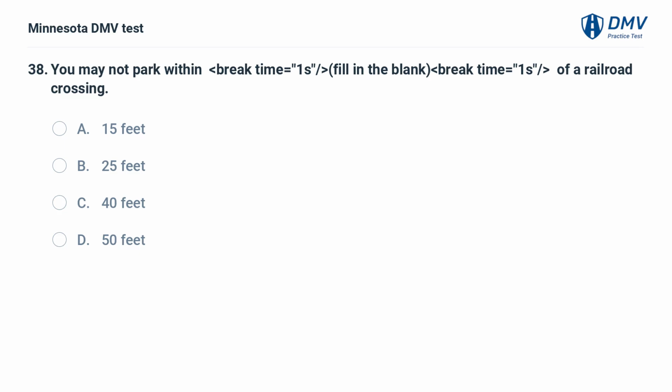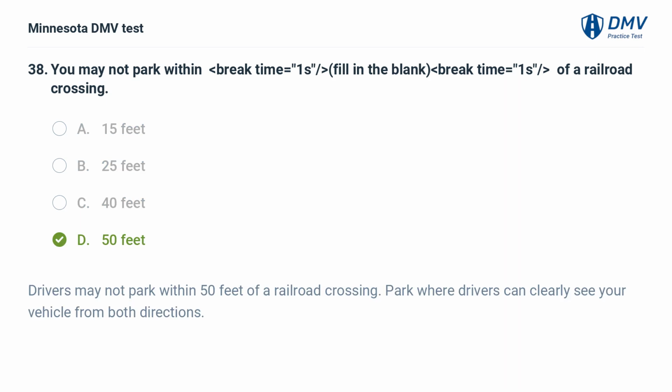You may not park within blank of a railroad crossing. A. 15 feet. B. 25 feet. C. 40 feet. D. 50 feet. D. 50 feet. Drivers may not park within 50 feet of a railroad crossing. Park where drivers can clearly see your vehicle from both directions.